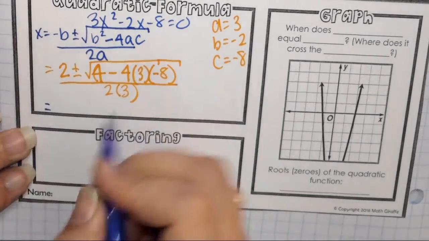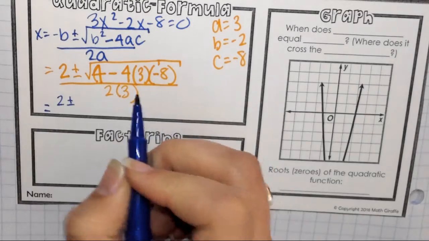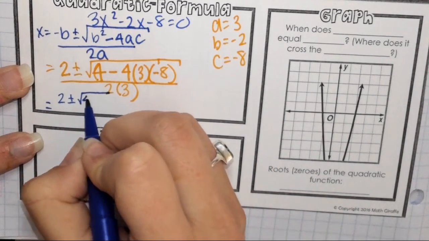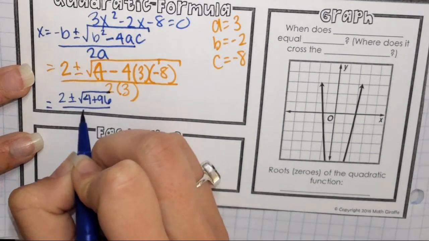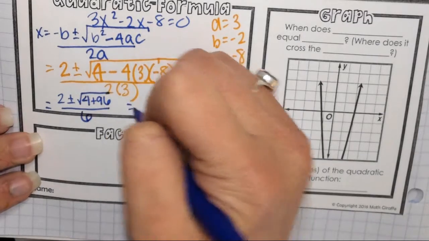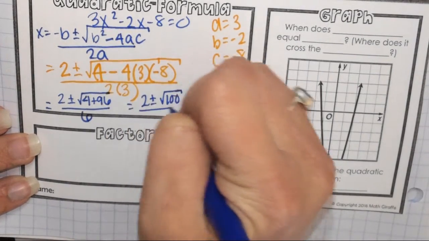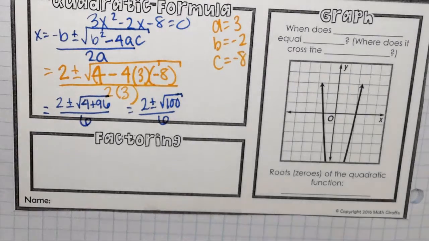All right. So then, what is -4 times 3? -12. And what's -12 times -8? 96, positive. 2 times 3 is 6. All right, what's 4 plus 96? 100. And what do we have to do from here? Split.